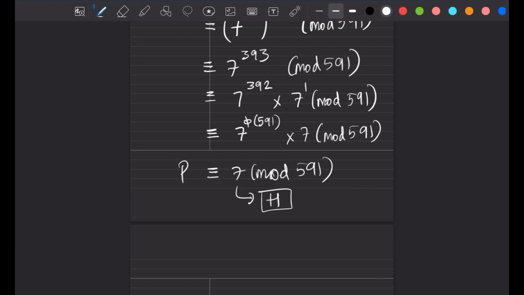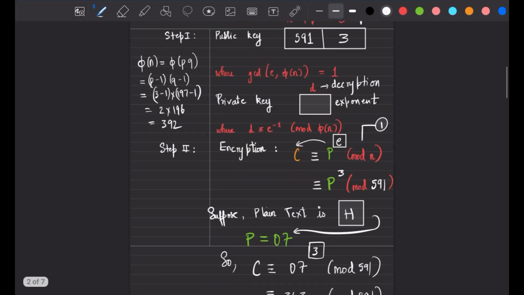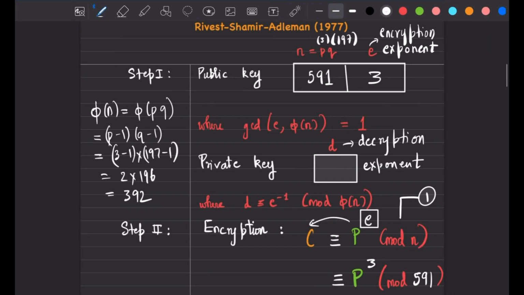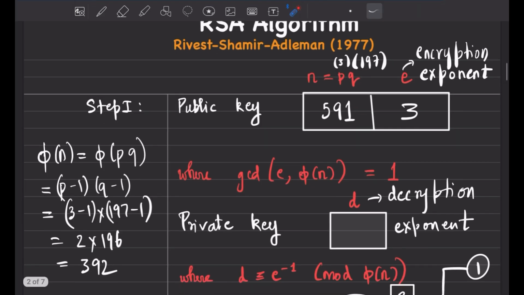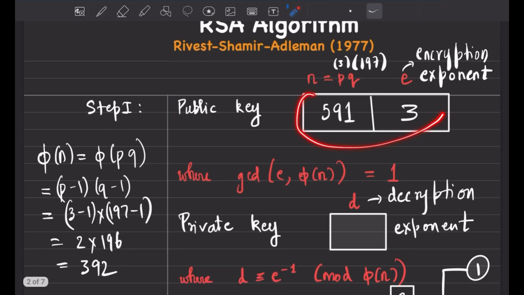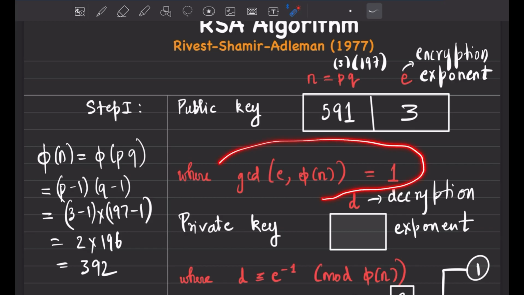So this is the RSA algorithm. To sum it up, let me show you again. The RSA algorithm, as usual, consists of 3 steps. First step is about the public key and the private key. The public key uses a combination of 2 numbers. The first number is a product of 2 primes, and the second number is called the encryption exponent, which is co-prime with phi of n.